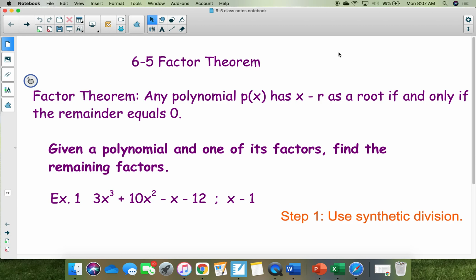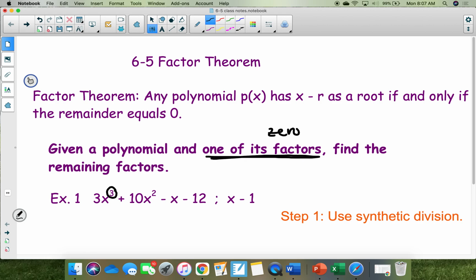I don't know if this is labeled 6.5 or 6.6. It means exactly the same thing. So this is 6.5 called factor theorem. We're going to tie everything that we've learned now together. Instead of graphing it, we're going to actually find the 3 solutions to this polynomial. Given a polynomial and one of its factors, or one of its zeros, find the remaining factors.